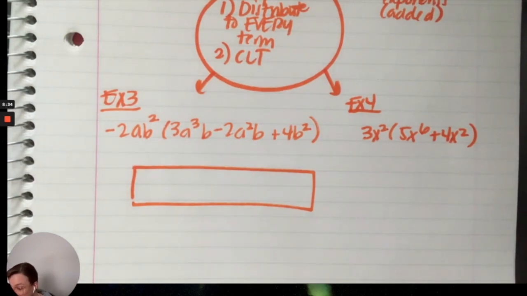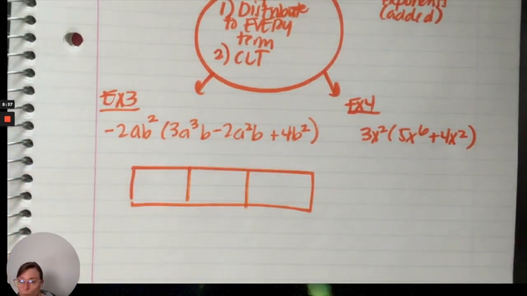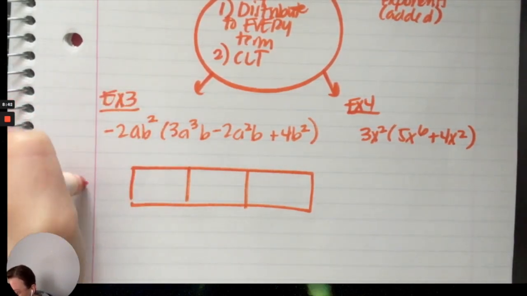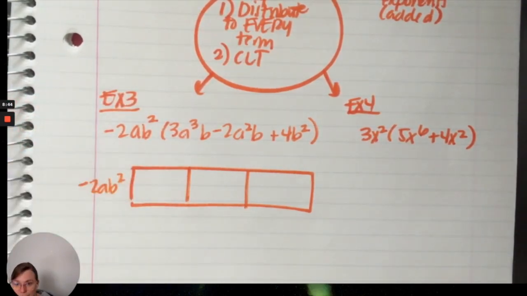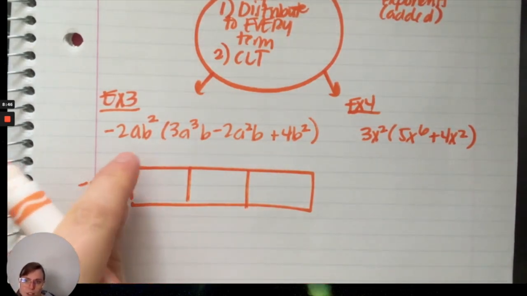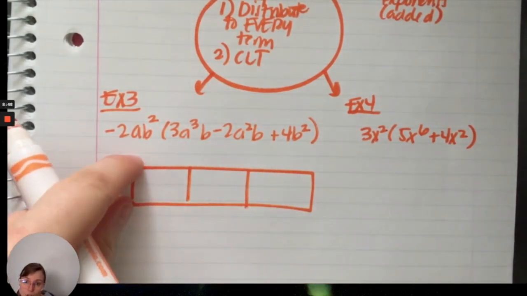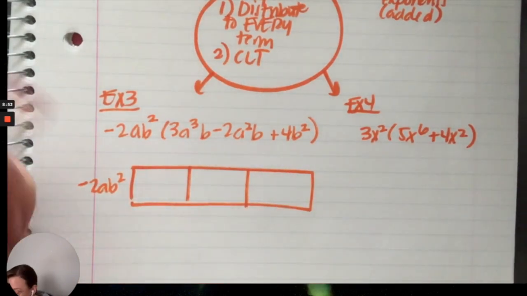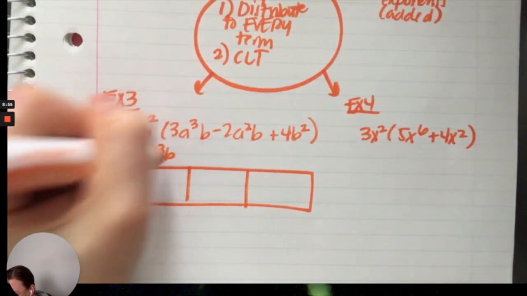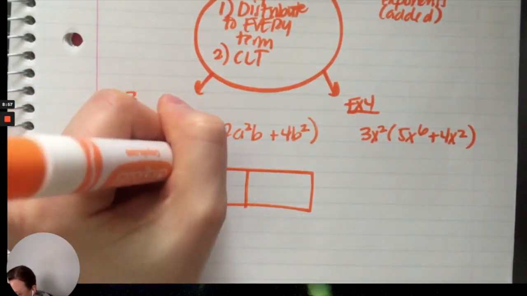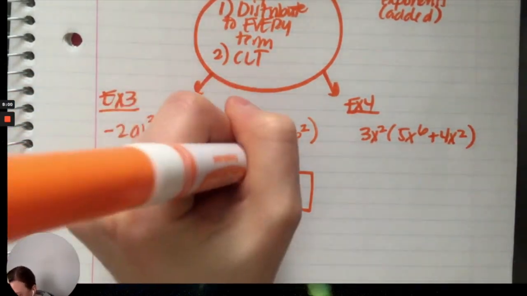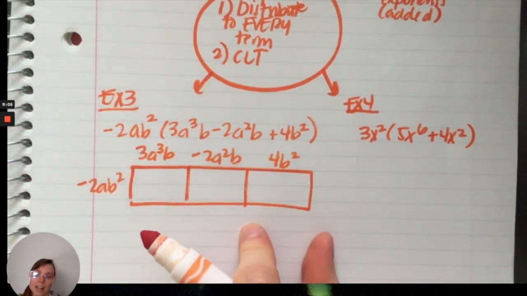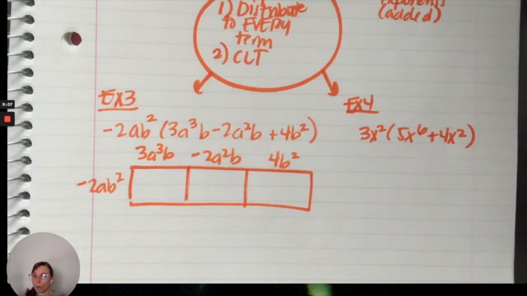Okay, so this is a trinomial, which means I need 3 lengths, because while this length is negative 2ab squared, the width, or I guess I called this the width and this is the length. So the width of the rectangle is negative 2ab squared, but the length of the rectangle is made up of 3a cubed b plus another negative 2a squared b plus a 4b squared. All right, so I'm adding each of these bits of length, those distances together to get the total length.